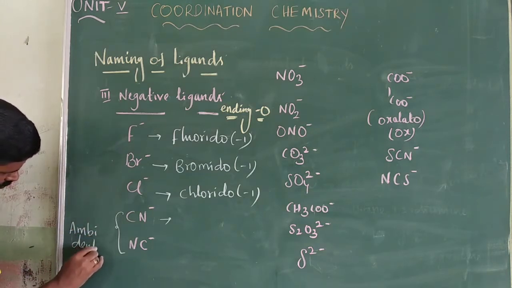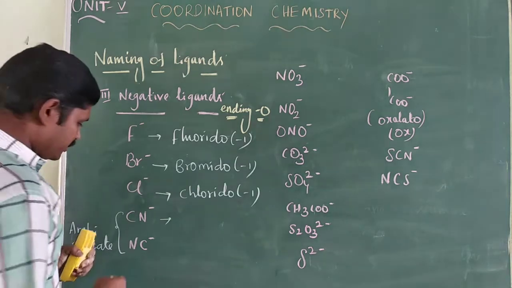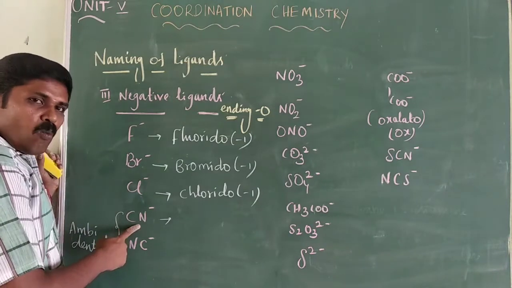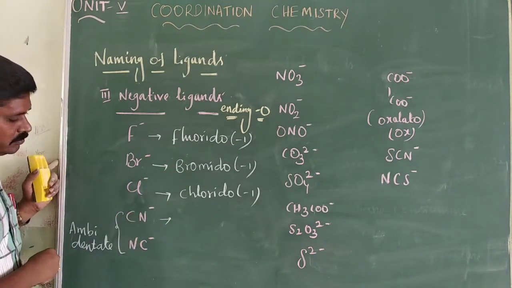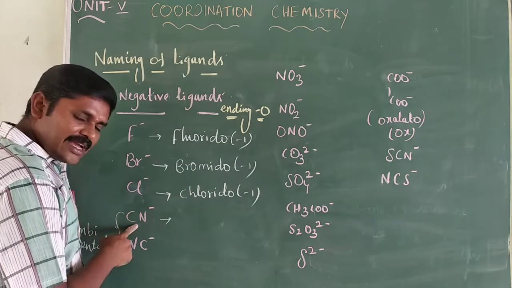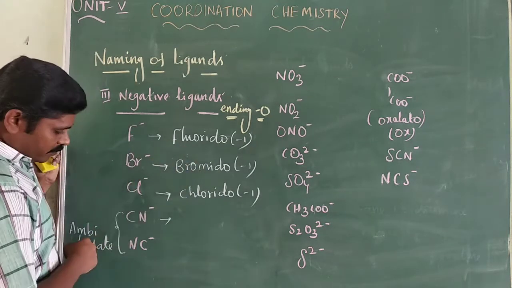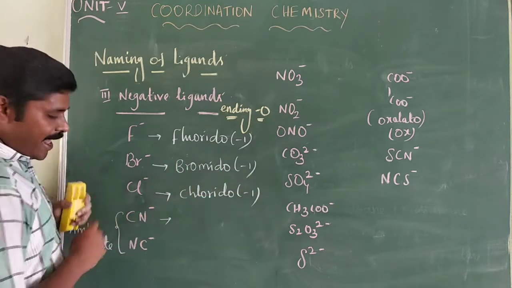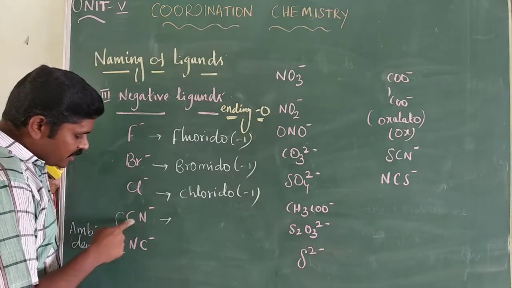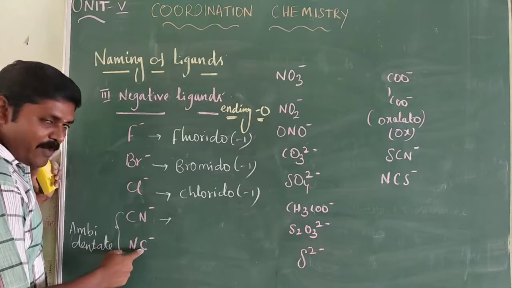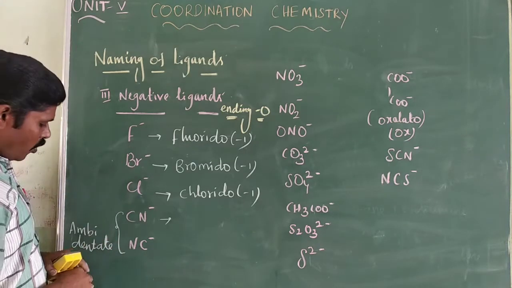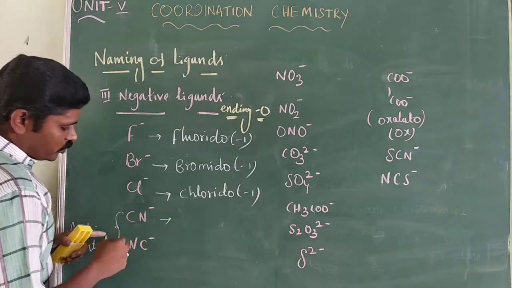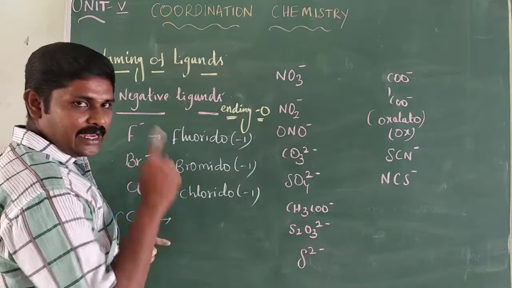So, what is the meaning of ambidentate ligand? Ligands that contain more than one donor atom, donating the pair of electrons with a different atom to the central metal ion. In CN minus, the carbon is a donor atom, and in NC minus, nitrogen is a donor atom. So, those ligands are called ambidentate ligands. To indicate the donor atom, we use kappa.